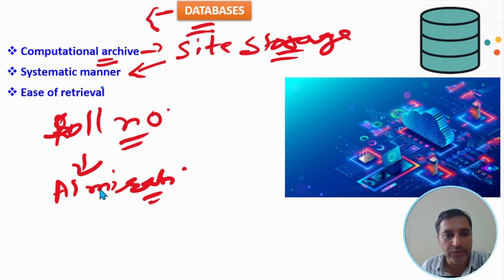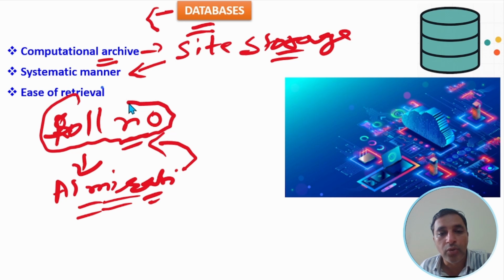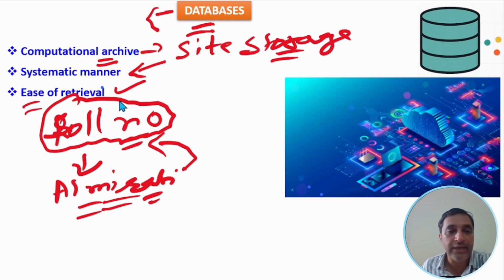After some time, the students ask the teacher to return those notebooks. Now what is the teacher going to do? The teacher opens the almirah and searches for the notebooks by using the roll number. This way he or she can easily retrieve those notebooks. So from a database one can easily retrieve the information. To summarize, a database is a computational archive or a site of storage where the information is organized in a systematic manner, and additionally one can easily retrieve that information from the database.